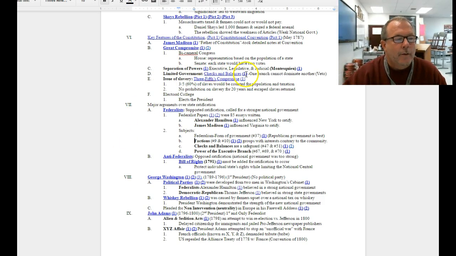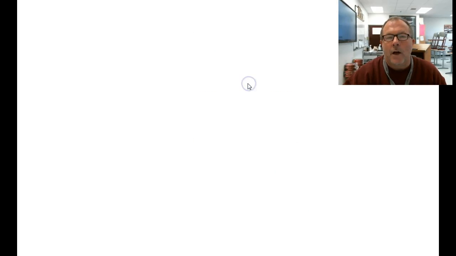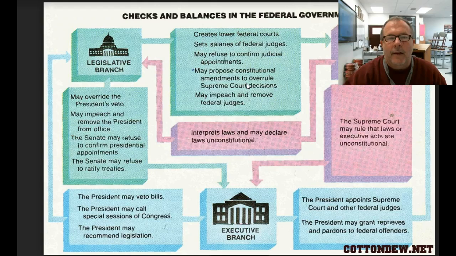The third key feature of the new U.S. Constitution was that the power of the national government would be limited. It would be limited by a process known as checks and balances, that each branch of government would have powers and rights above the other branch.